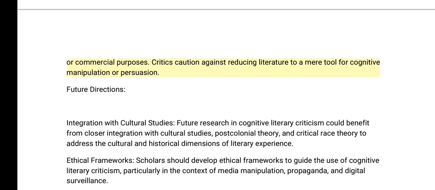Future directions. Integration with cultural studies. Future research in cognitive literary criticism could benefit from closer integration with cultural studies, post-colonial theory, and critical race theory to address the cultural and historical dimensions of literary experience.